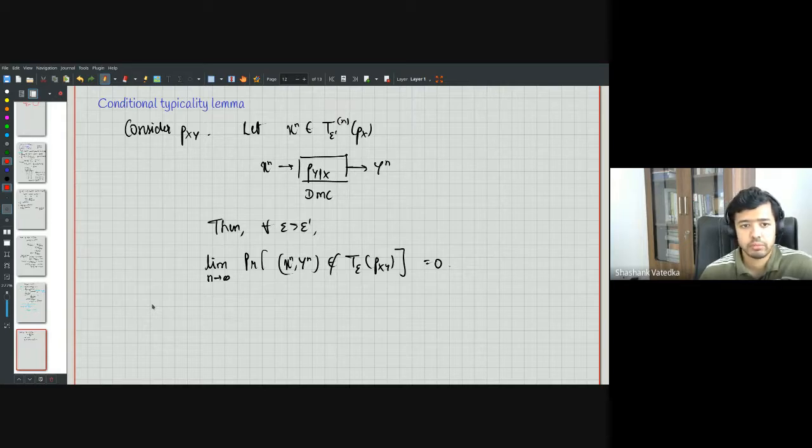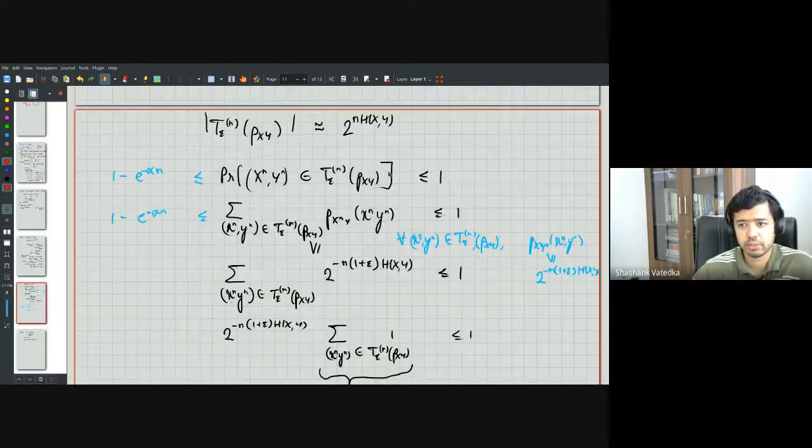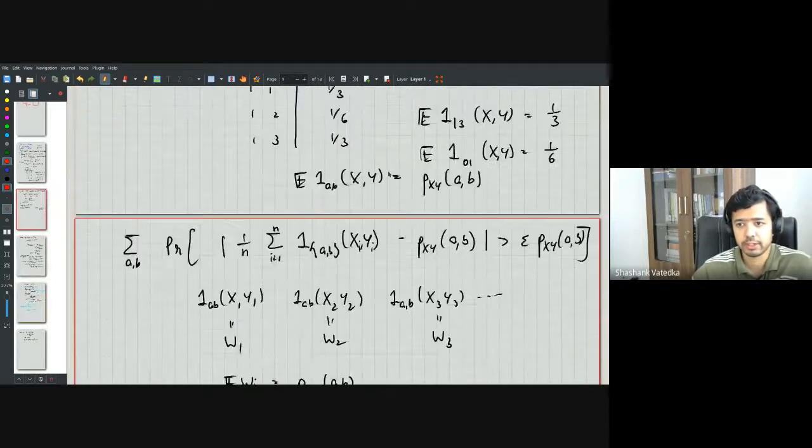Right. Okay. So now let's look at another statement, which again comes very intuitively. Let us suppose that we take an x^n which is in the typical set, say it's epsilon prime typical, for some small epsilon prime greater than 0. I take this x^n, any x^n. So you pick any x^n from this particular region over here.